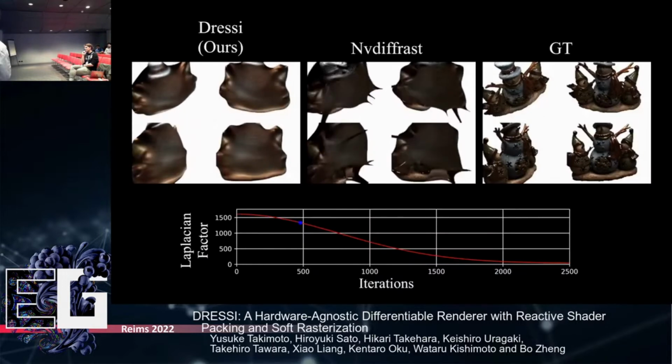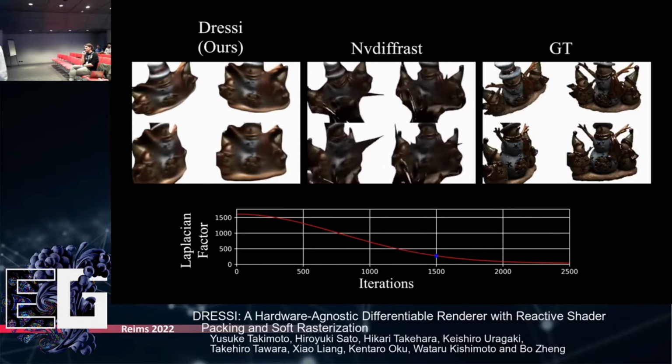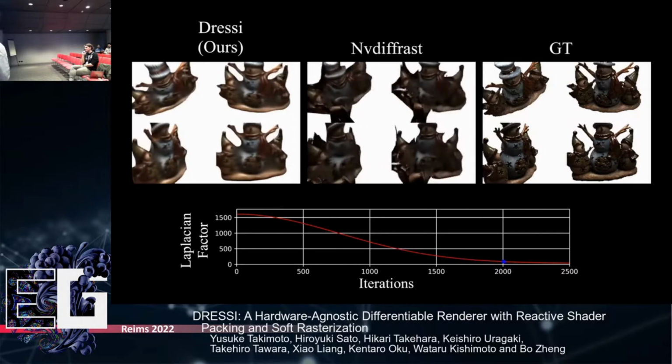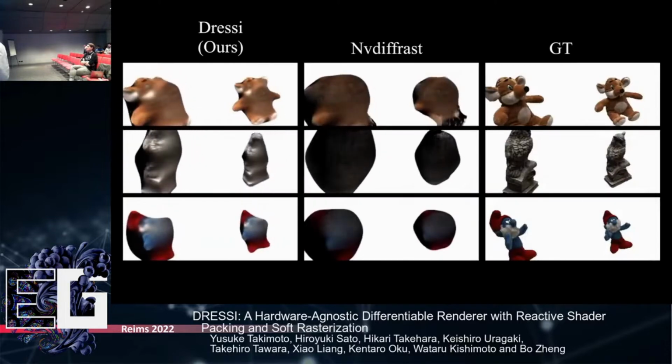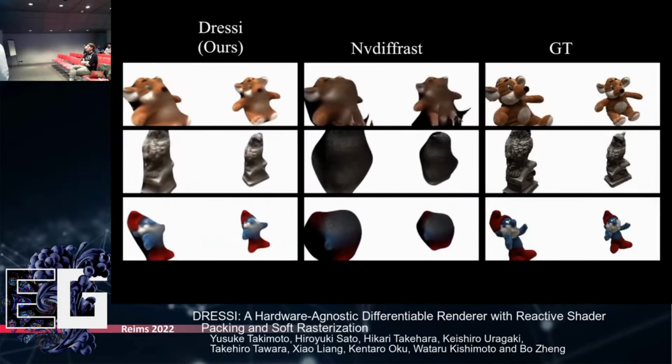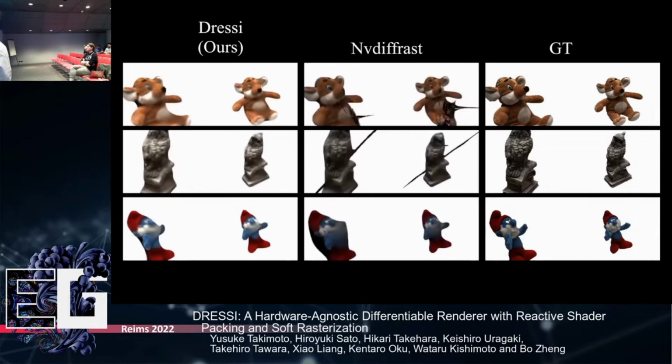Okay, so this is the optimizing process with a decaying Laplacian regularization factor. Our method looks more stable than NVD in the middle. And these are results for other objects. So we can see the same tendency. Yes, so our method is artifact-free and more stable.